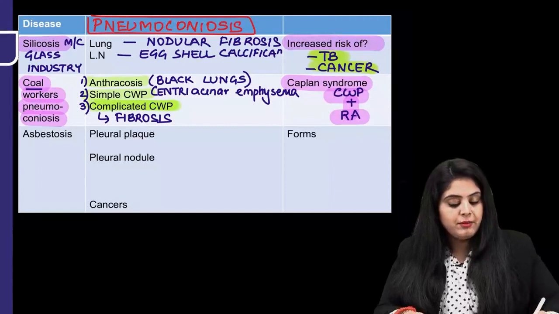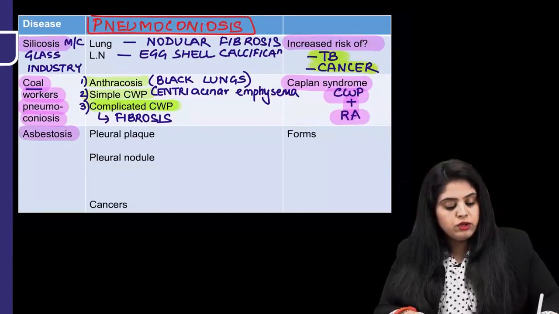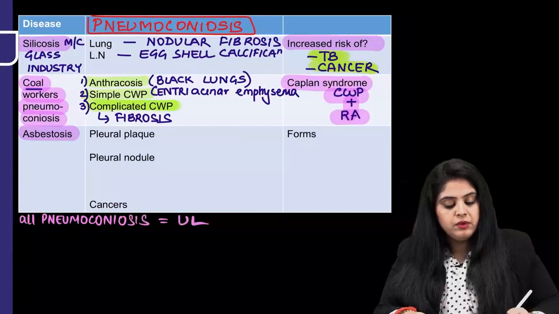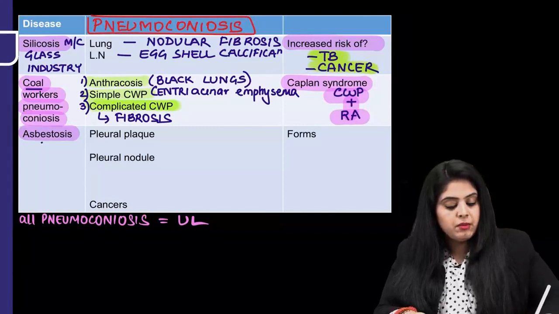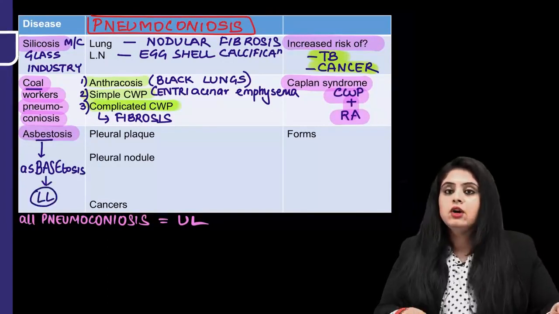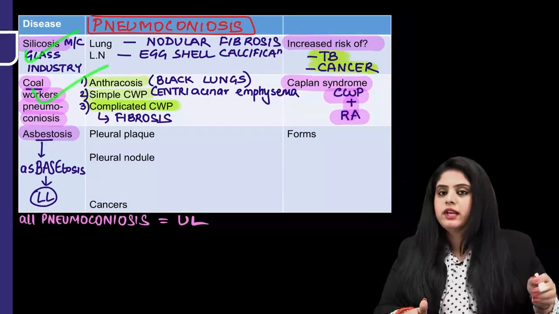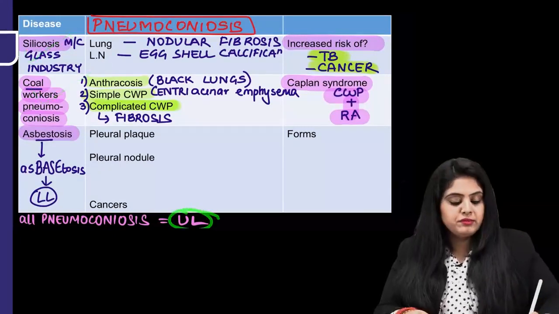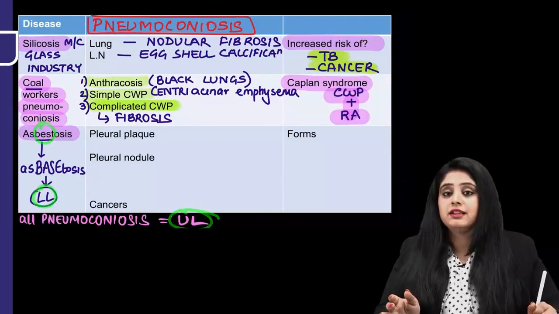Coming to the next one, examiner's favorite, asbestosis. Let me tell you one thing. All the pneumoconiosis, write this point, all the pneumoconiosis that you have are going to involve which lobe of the lung? They involve the upper lobe of the lung. But when I'm talking about asbestosis, from today onwards you can learn it as basestosis, because asbestosis is going to affect the lower lobe of the lung. Okay? All others, whether it is silica, coal or anything else, will all affect the upper lobe, but asbestosis will involve the base of the lung, that is lower lobe.